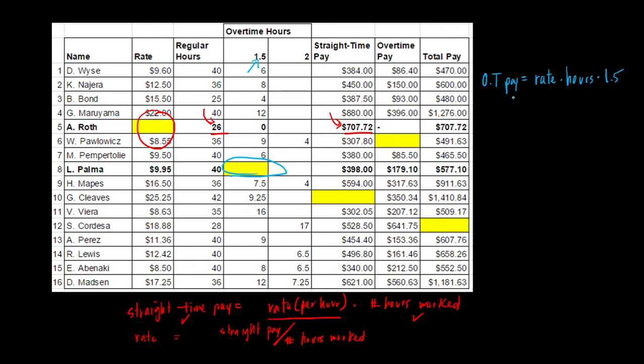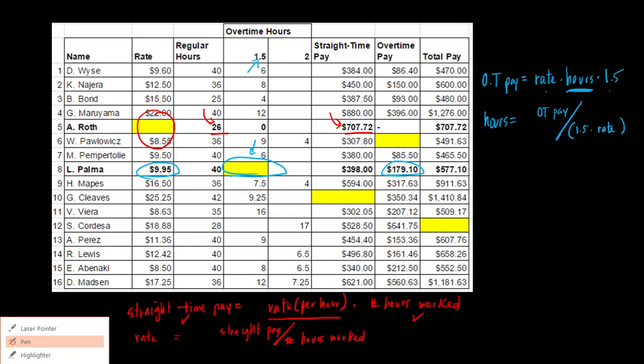So here's my overtime pay equation. I'll take rate times hours times 1.5. I have to solve for hours. They've given me rate, so I can plug that in, and they've given me the overtime pay. I can plug that in. So I have to rearrange to solve for hours. So if I divide both sides of this equation by 1.5 rate, I'll find that my hours are equal to the overtime pay divided by 1.5 times my rate. And that's how I will solve for those hours.